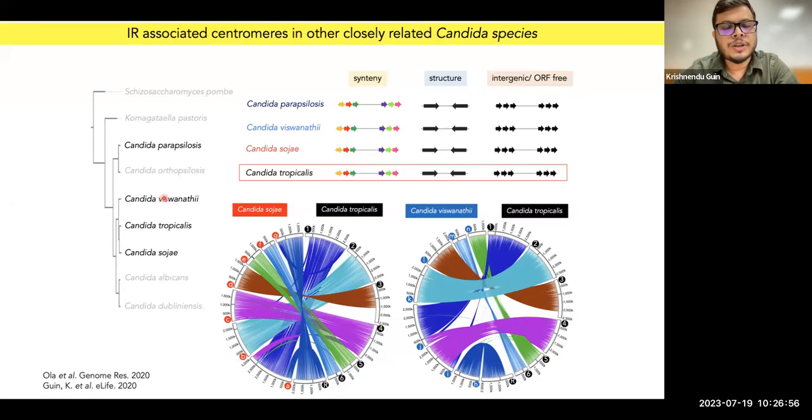And then we scanned through the genome to look for the DNA elements that match the signature of the inverted repeat associated structure that we see at the centromeres of Candida tropicalis. So we look for the synteny structure, and the regions would be ORF-free or intergenic. Based on 3 criteria, we could predict the centromeres in Candida parapsilosis, and we could also predict the centromeres in Candida sojae, and we could show that the centromeres are inverted repeat associated structures.